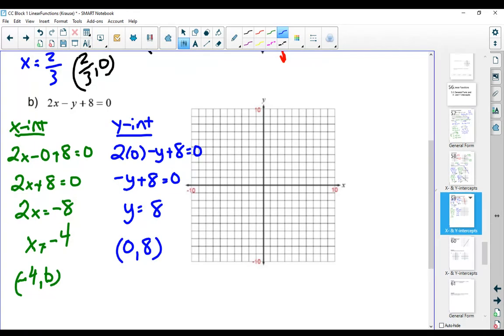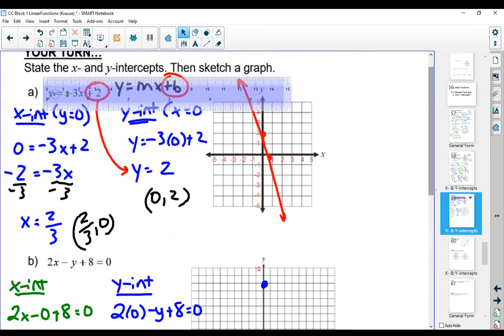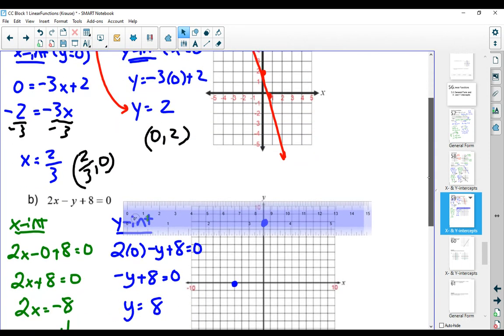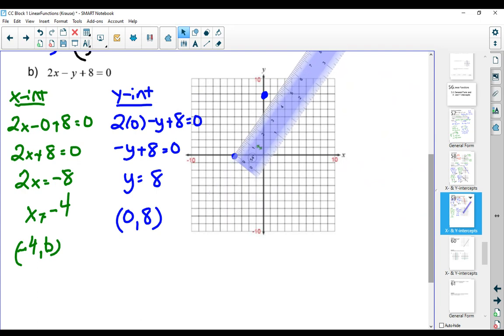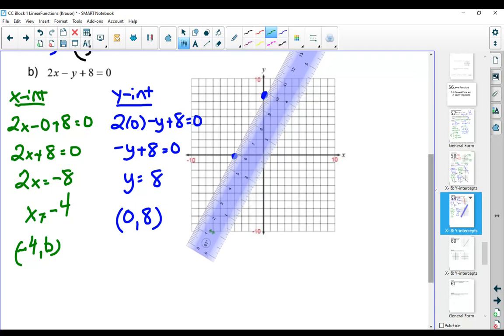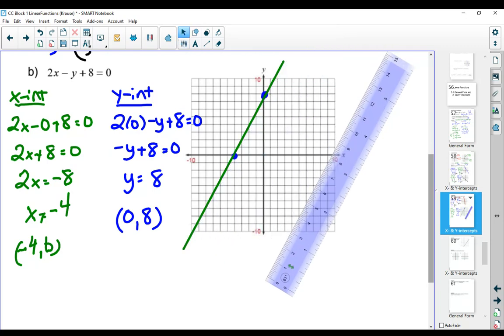So we plot a point at (negative 4, 0) and (0, 8). And this one I will use the ruler. It's a little too far to freehand. And we connect our points and make sure to always remember to put the little arrows at the end of your line.